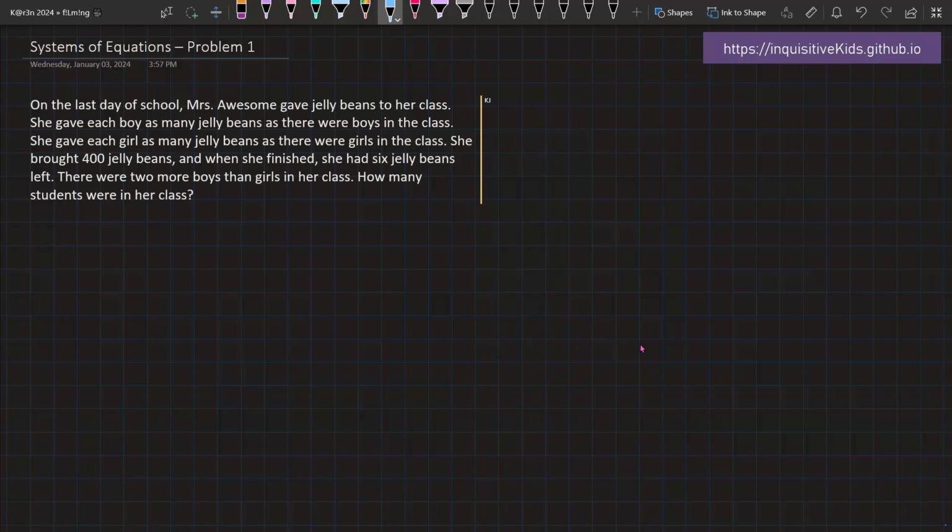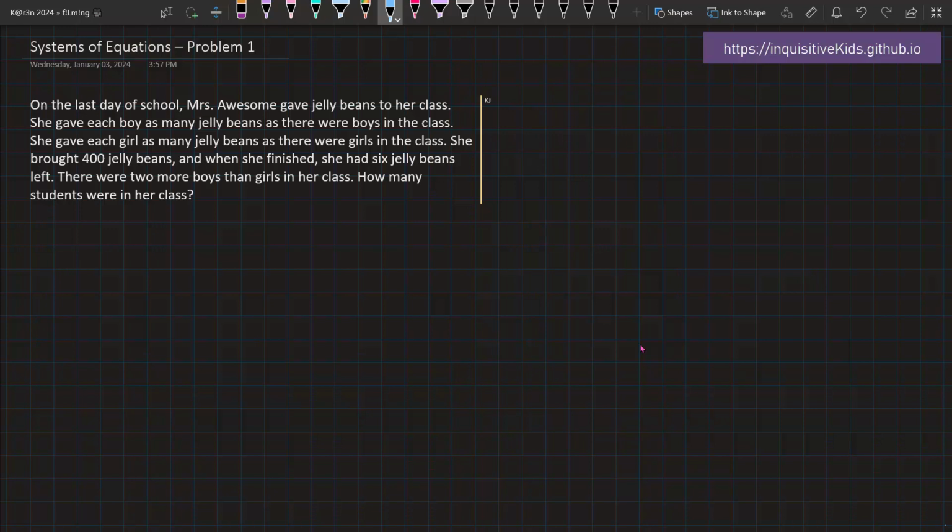We're going to continue our AMC8 course with systems of equations. On the last day of school, Ms. Awesome gave jelly beans to her class. She gave each boy as many jelly beans as there were boys in the class. She gave each girl as many jelly beans as there were girls in the class.